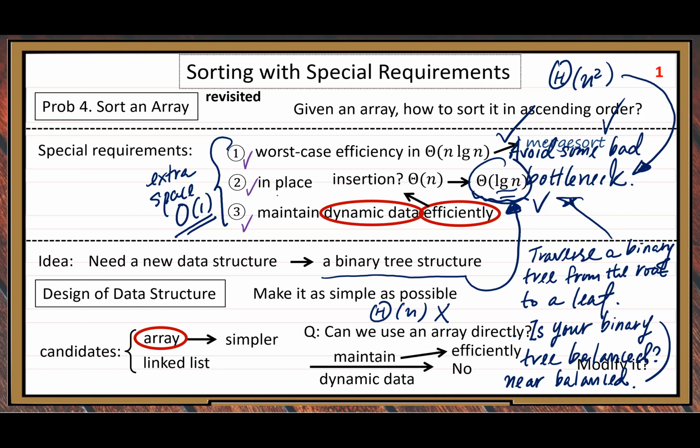When a new data item comes in, we need to insert it into the array, and we want to have big theta of log n insertion. That's the binary search type insertion. Binary search type insertion. All right.